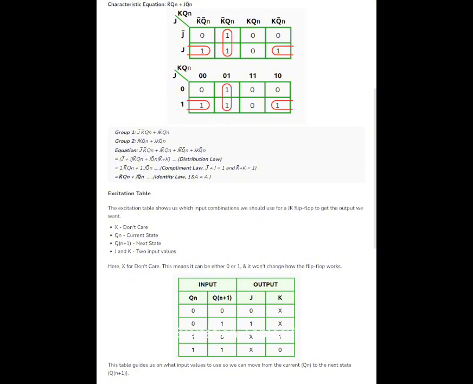4. Why excitation tables matter. Now, if you are designing a counter or a complex digital system, you often know where you are and where you want to go. For example, if the current state is 0 and you want the next state to be 1, what should J and K be? Looking at our excitation table, J must be 1, but K can be anything, indicated by X or don't care. This flexibility makes the JK flip-flop incredibly efficient for circuit design.